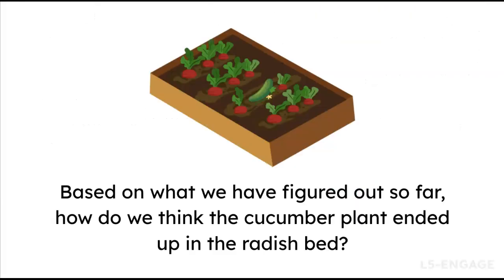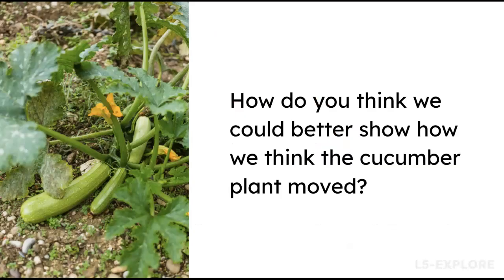To begin the Engage portion, you'll revisit the driving question board and point out any questions students have answered. You'll add any new questions and highlight any others connected to the learning goals of this lesson by calling attention to questions about figuring out how the cucumber seed ended up in the radish bed. You'll record students' ideas for how the cucumber plant moved to the radish bed on the board or a piece of chart paper, and revisit student ideas from earlier in the unit to discuss how their ideas have changed.